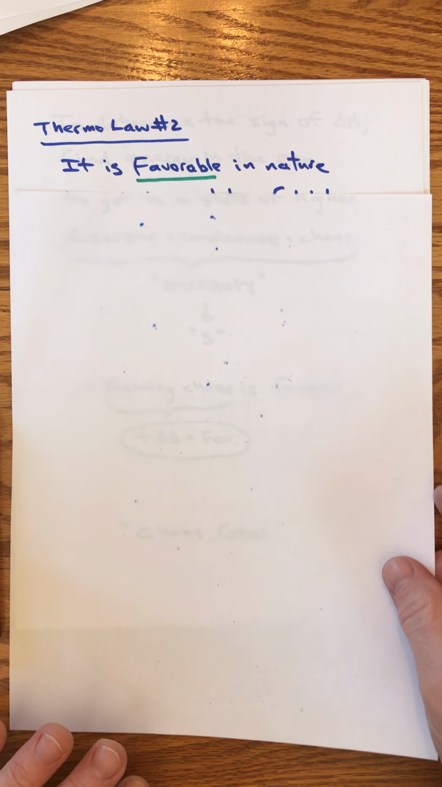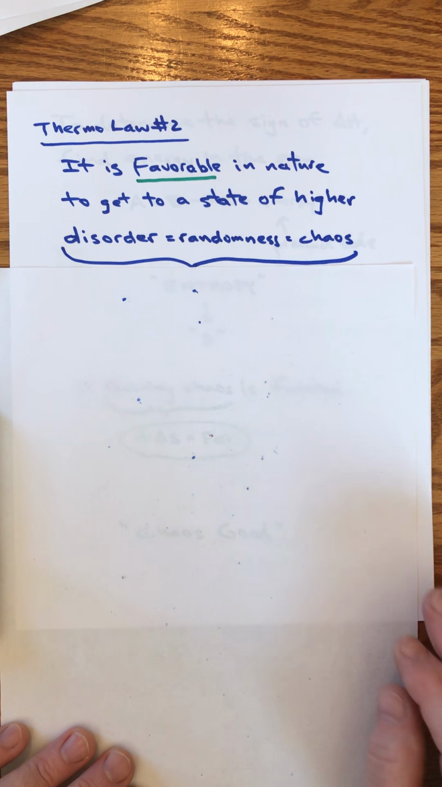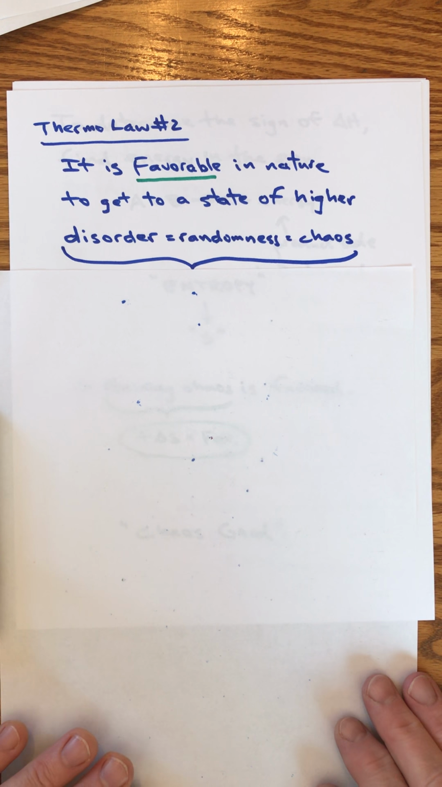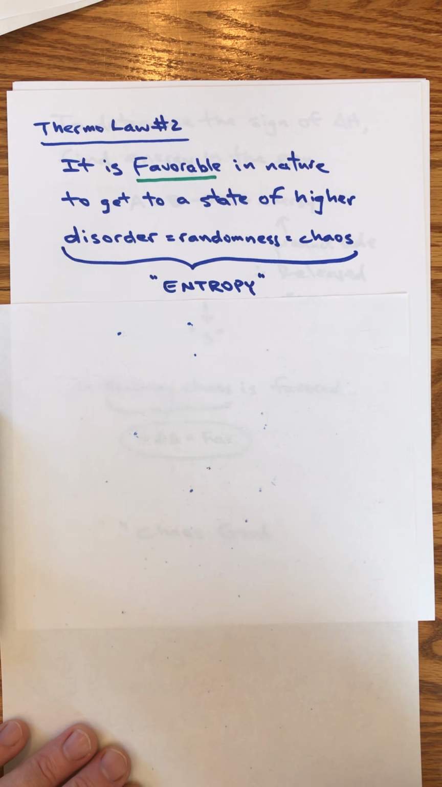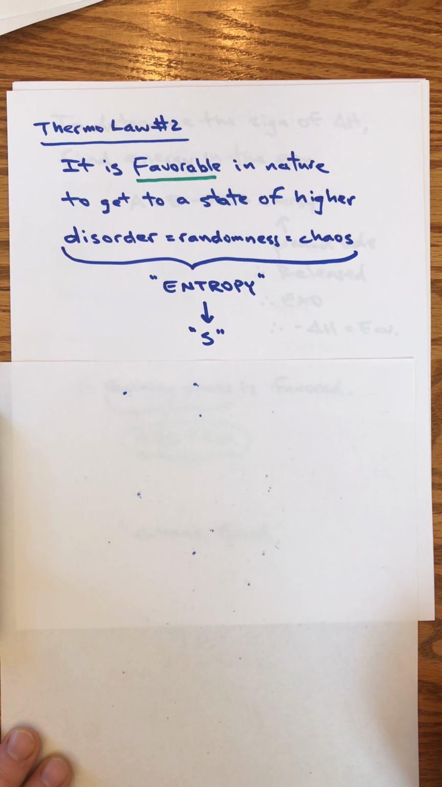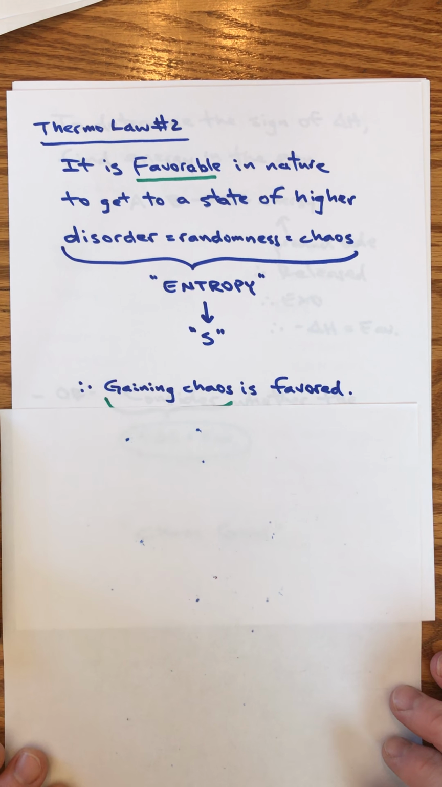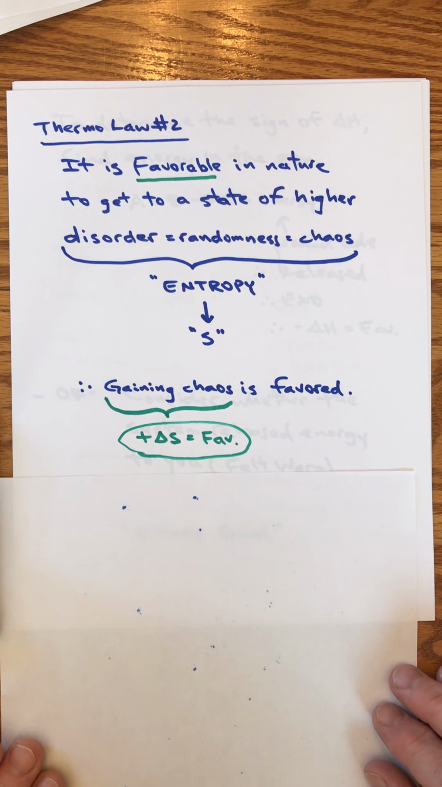Thermodynamics law number 2 says something to the effect of, it is favorable in nature to get to a state of higher disorder, randomness, or chaos. And the word they use for randomness or disorder or chaos is entropy. Sounds like enthalpy, but it's not the same thing. Entropy means disorder. They give it the letter S. S is a favorable thing. You want chaos. Messiness is natural. It is good. Chaos good. Positive delta S is favorable in nature.